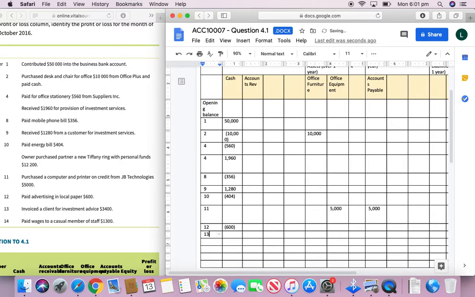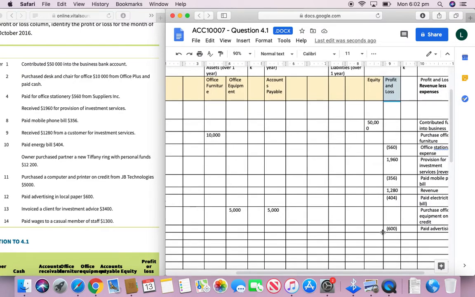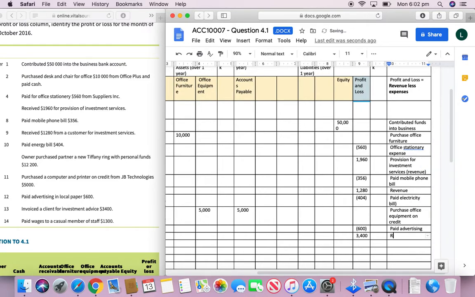Number 13, invoiced a client for investment advice, $3,400. Now, invoicing, they're not paying us, so we're not getting cash straight away. It means that we're going to get paid at a future date. So it's not cash, it's accounts receivable. So we're going to go $3,400 in accounts receivable, and our opposite side is because it is revenue, so we go $3,400 here, and we'll just go revenue, accounts receivable.